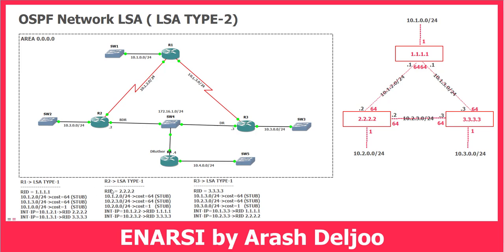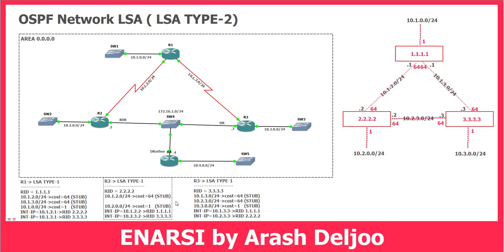You know that in R2, we are sending RID equal to 0.0.0.2, and then R2 is connected to 10.1.20.0/24. This is one of the stub networks, and the cost of the connectivity is 64. It is okay. But you know that R2 doesn't connect to 10.2.30.0/24. Now let me remove it.